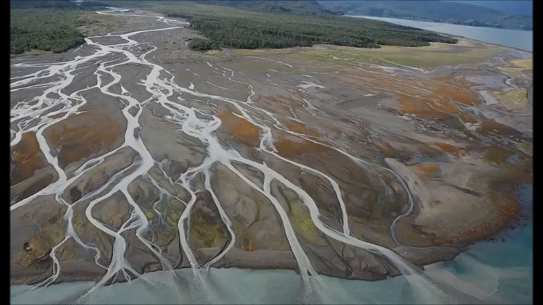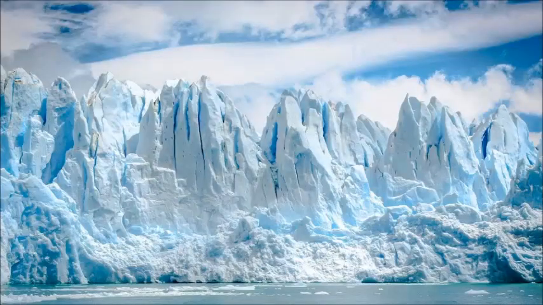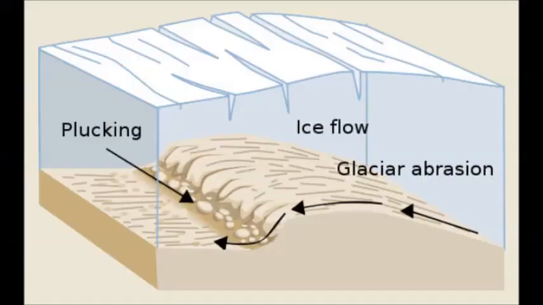Work of glaciers. Slow-moving masses of ice are called glaciers. A glacier moves because of the gravitational force. Glacier erodes through a process called plucking. It lifts pieces of rock and transports them.